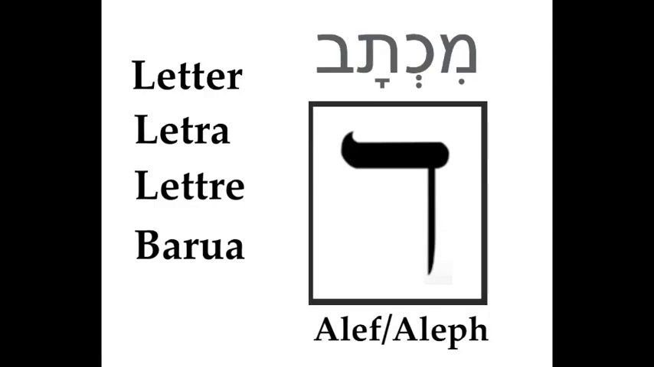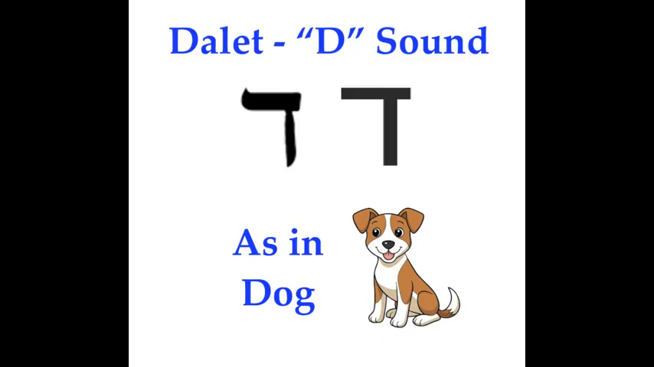The Dalet is the fourth letter of the Hebrew alphabet. It has the D sound as in dog. D, D.